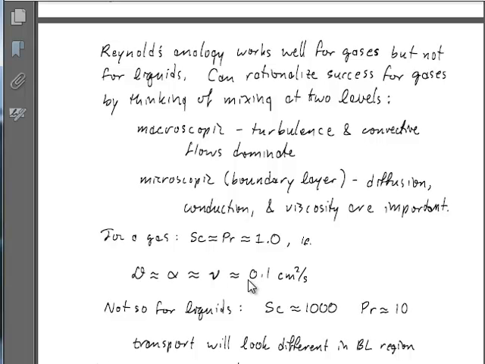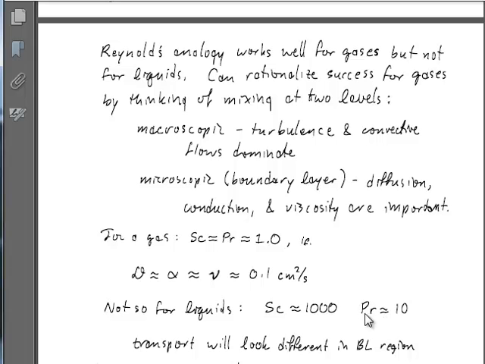for a gas. Remember that the mechanism of dissipation was the same as the mechanism that was causing the fluctuations, we argued, at the microscopic level. And so they must be the same. And so that's not the case for liquids, right?